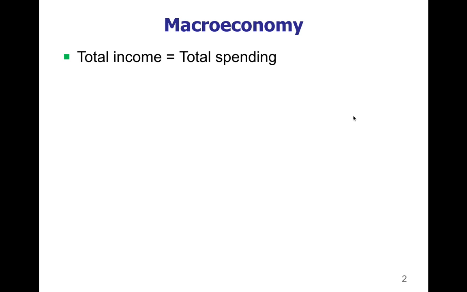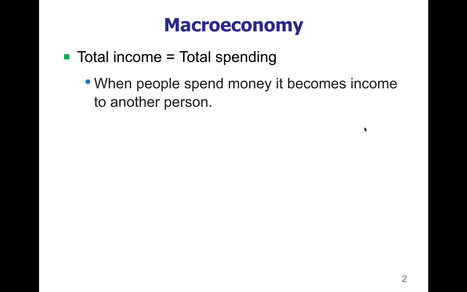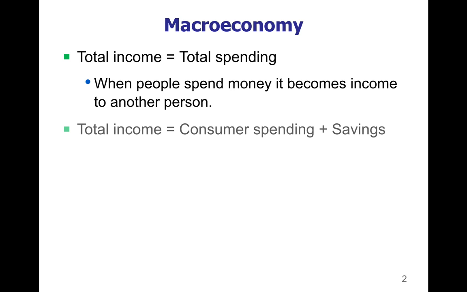Total income of people in the whole United States equals the amount of spending that can happen. Now, because of this, when you spend money in one place, it becomes income to a business and then therefore income to the employees at that business. So the income that you have equals your spending, but the spending that you're making also is income to somebody else. And that's because of the circular flow model.